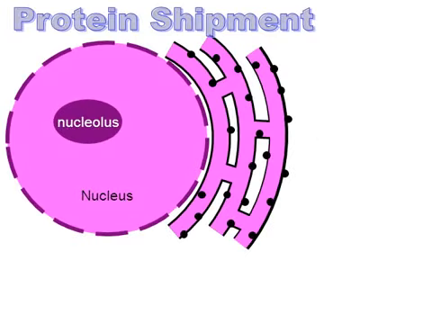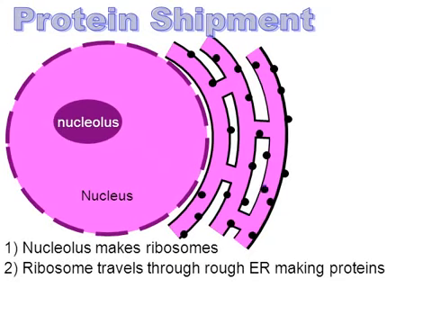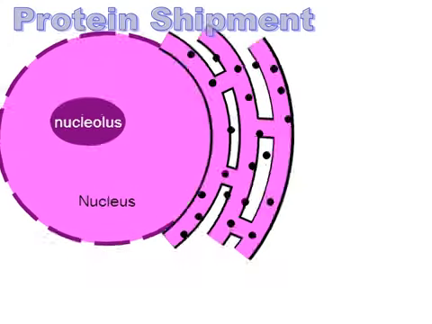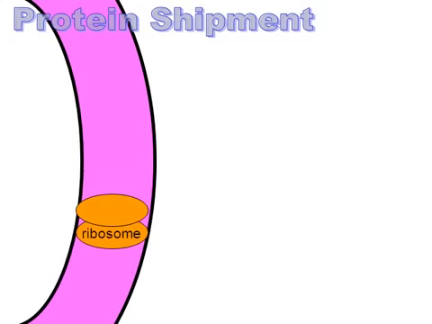When we look at the process of shipping out of protein, in our animation we can see the nucleolus is releasing a black dot. That black dot represents a ribosome. So the nucleolus makes a ribosome. Notice that ribosome then travels through that rough ER, that system of tubes and tunnels. So the ribosome is traveling through the rough ER making a protein. Well, let's zoom on in for a closer look. So there's the ribosome.